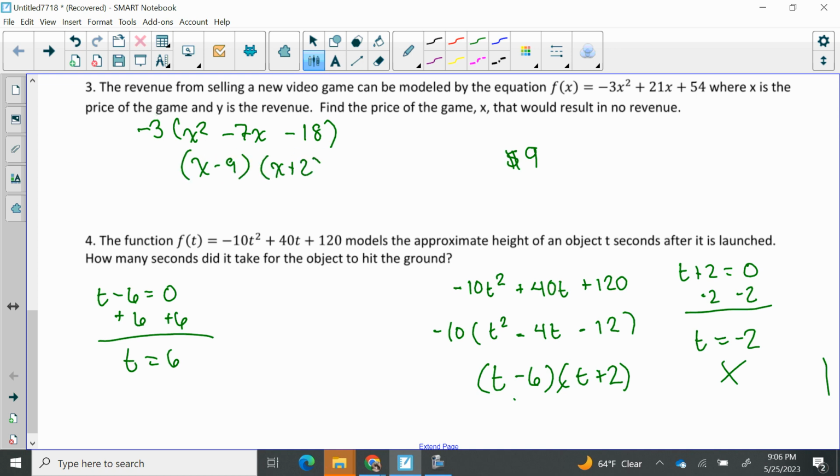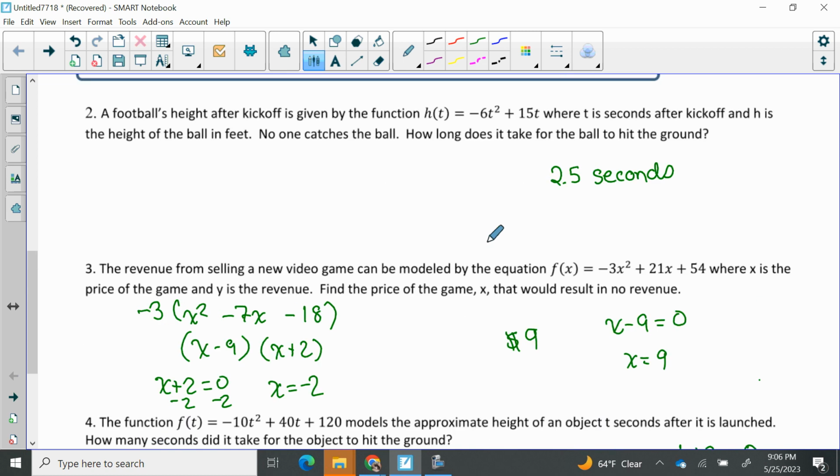And again, we have x plus 2 as one of our factors, so we get negative 2 as a factor, where x is negative 2. Well, we can't have negative 2 be a price. We can't be paying somebody to take our video game. So we're going to set x minus 9 equal to 0, and x is equal to 9. So you could have either modeled these through Desmos, or you could have factored them. This one would have been a little bit harder to factor.